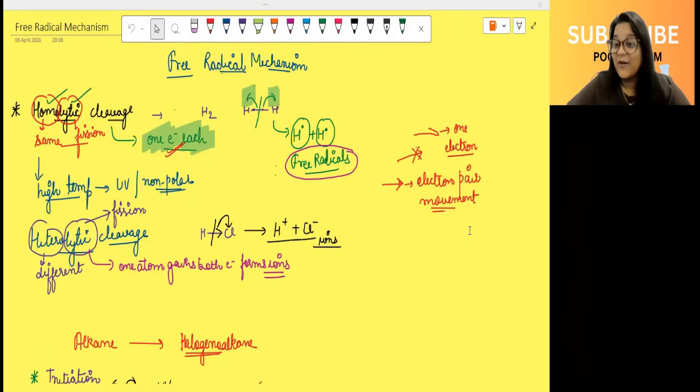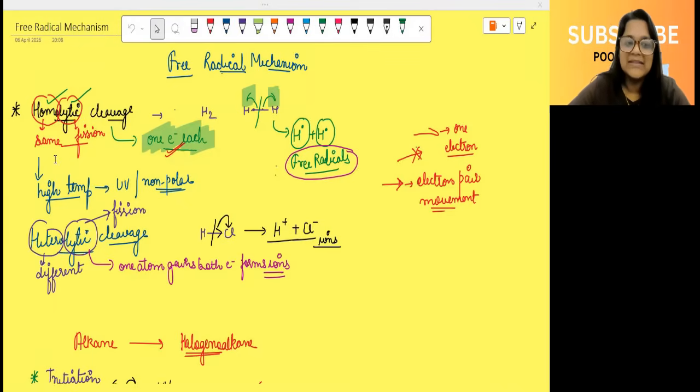Yeah. So now today it's the time for free radical mechanism. Now, before we deep dive into this free radical mechanism, there are two types of cleavages. One is homolytic cleavage and one is heterolytic cleavage.